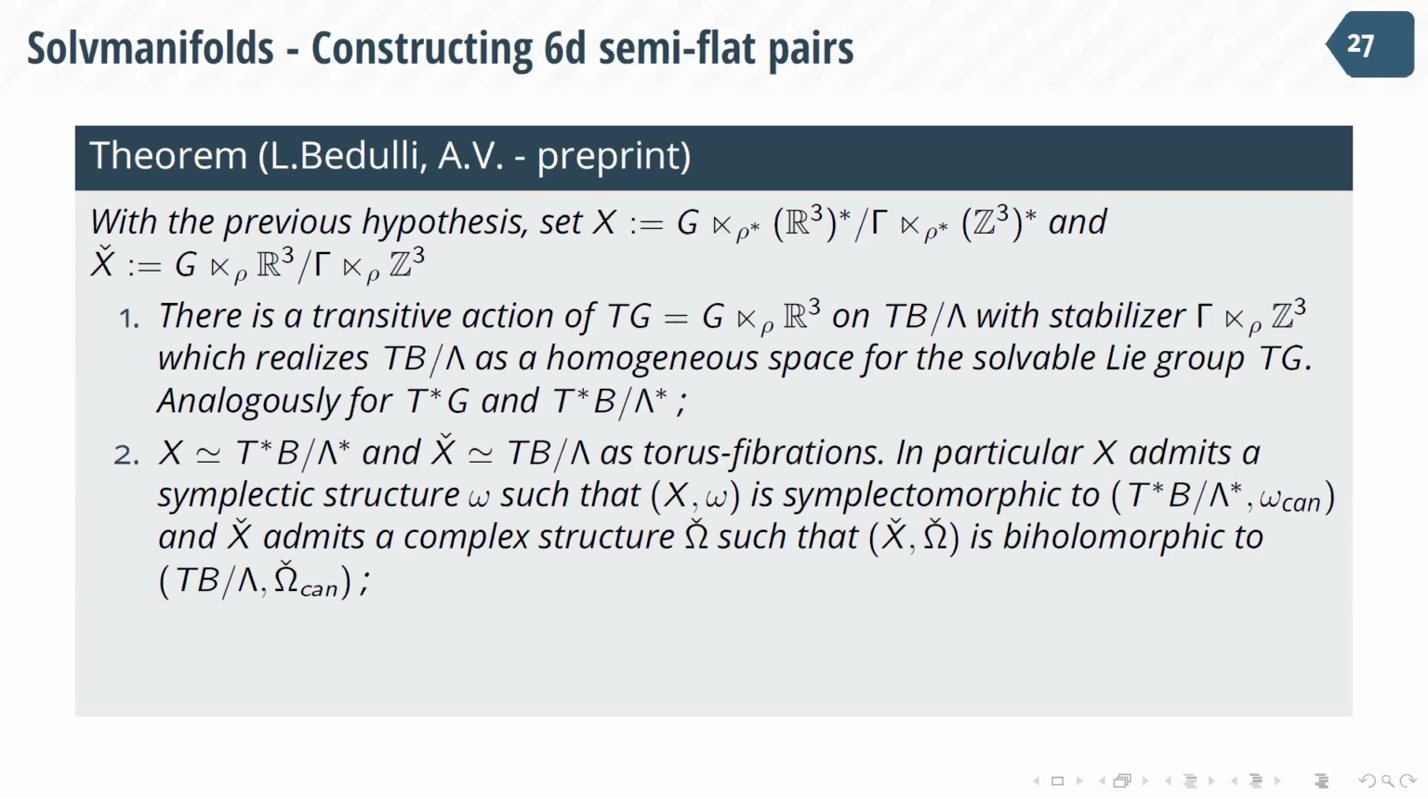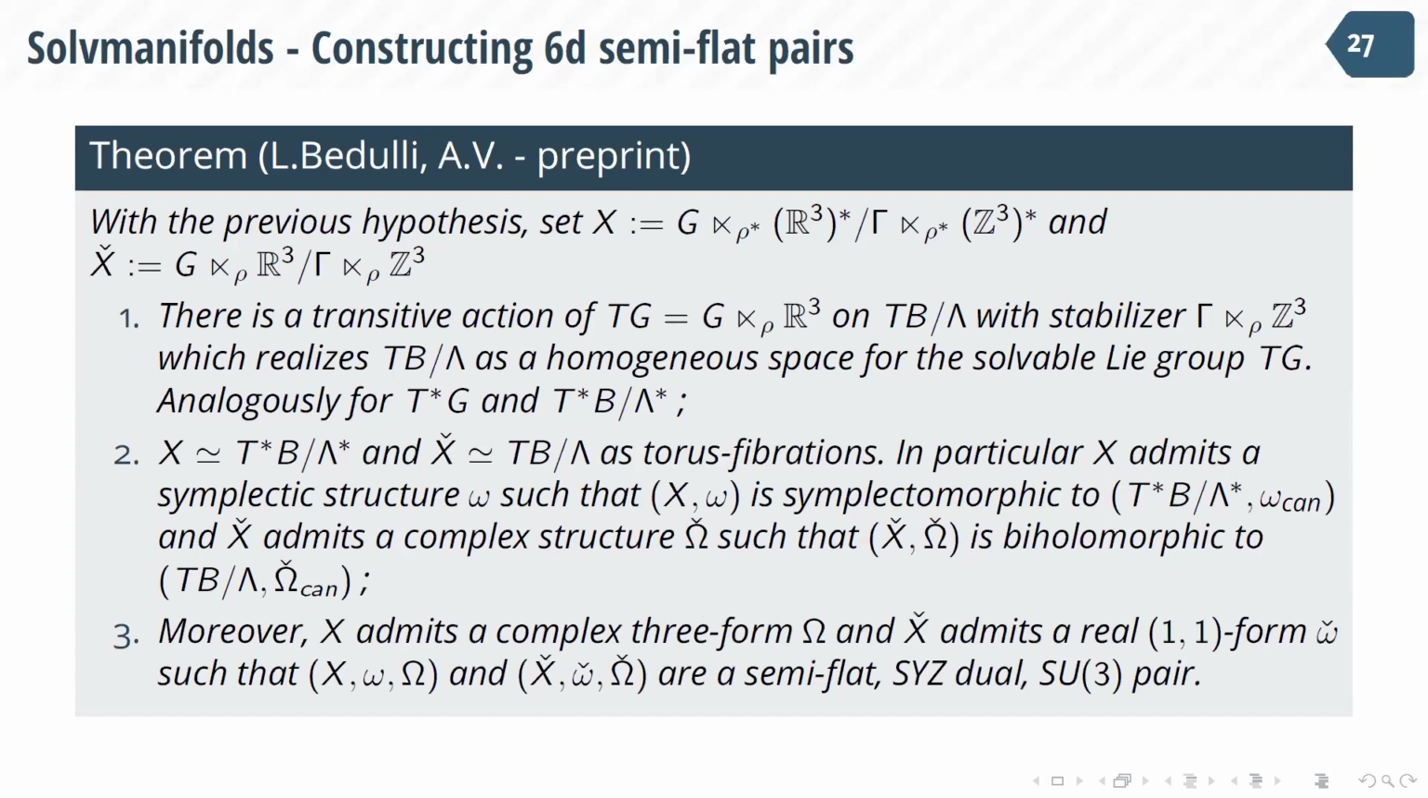So, in particular, X has a symplectic structure such that it is symplectomorphic to the canonical one of T star B. At the same time, X check has a complex structure represented by check big omega, such that this is biholomorphic to the standard one of the tangent bundle.